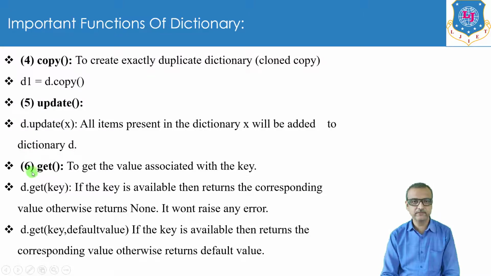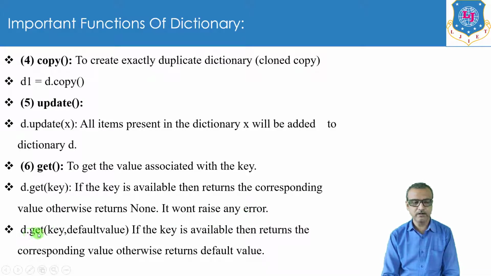Now we have the next function, that is the get function. What will this function do? It will get the value associated with the key. d dot get of key. If the key is available, then it returns the corresponding value, otherwise it returns none, and it won't raise any error. For the corresponding key it will return the value, and if the key is not available, then it will return none and it won't raise any error.